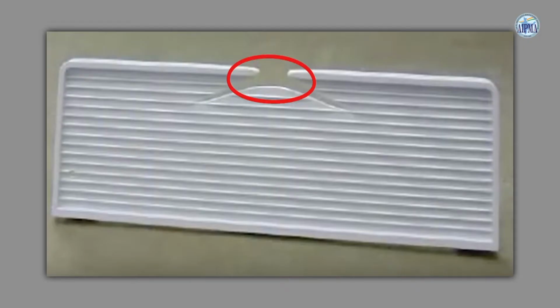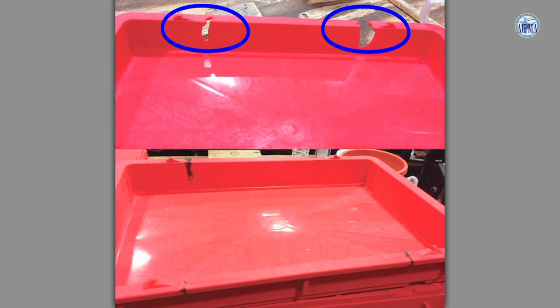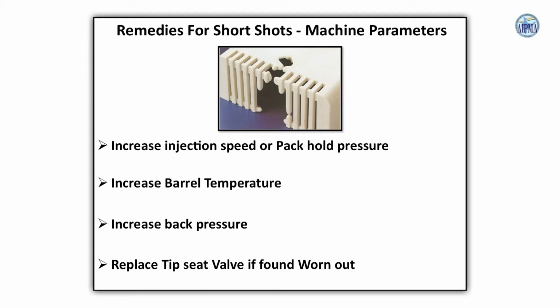Short shots. The mold cavity has not been completely filled, mainly at points away from the gate or at thin sections. Remedies, machine parameters. Increase injection speed or pack hold pressure. Increase barrel temperature. Increase back pressure. Replace tip seat valve if found worn out.